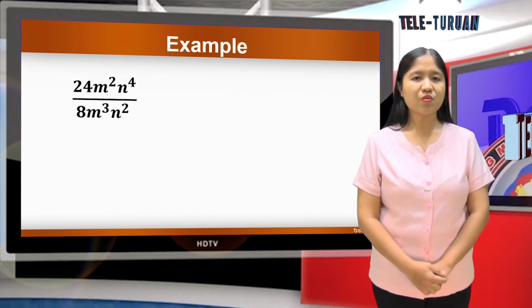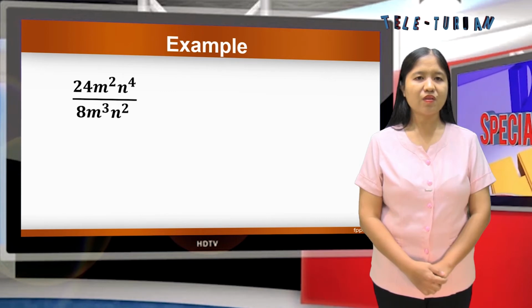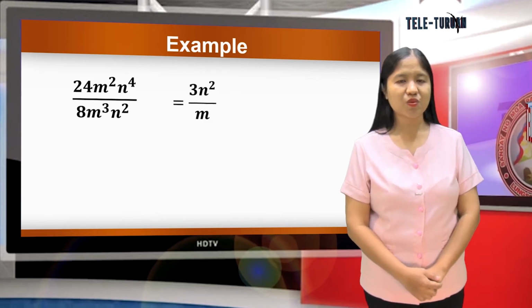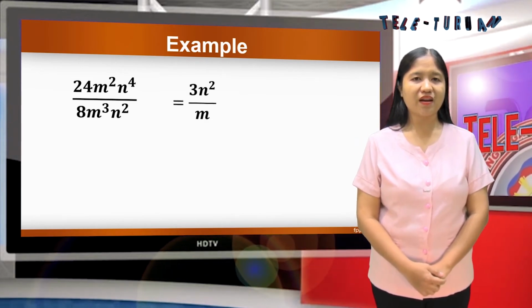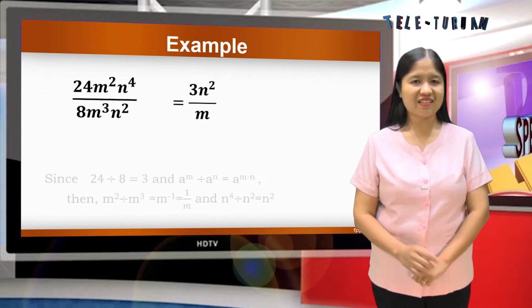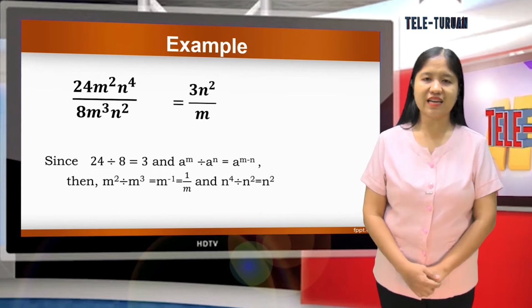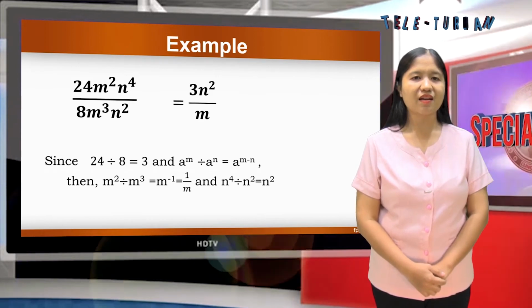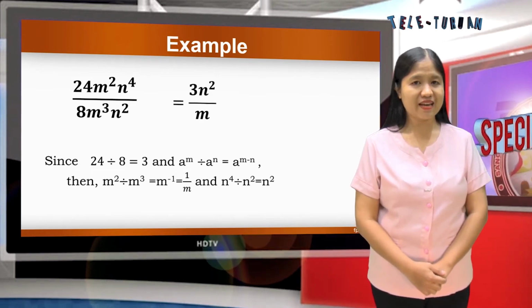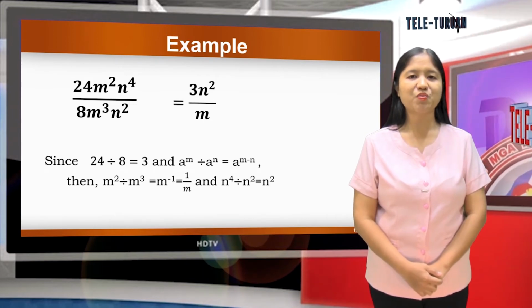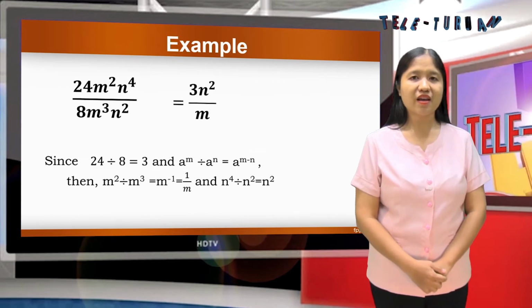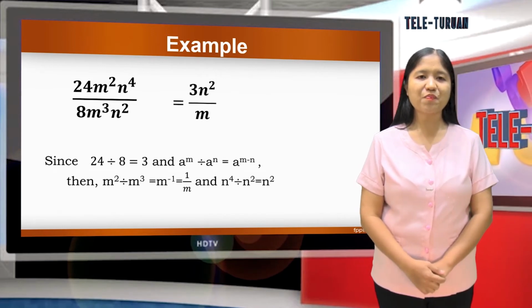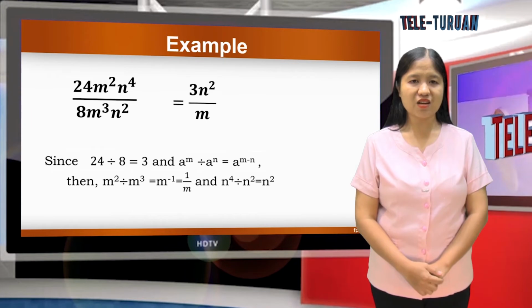We have 24m squared n to the 4th power all over 8m cubed n squared. It is equal to 3n squared all over m. How? That is right. Since 24 divided by 8 is 3, and a raised to m divided by a raised to n is equal to a raised to m minus n, then m squared divided by m cubed is equal to m raised to negative 1, or 1 over m. And n raised to the 4th power divided by n squared is equal to n squared.